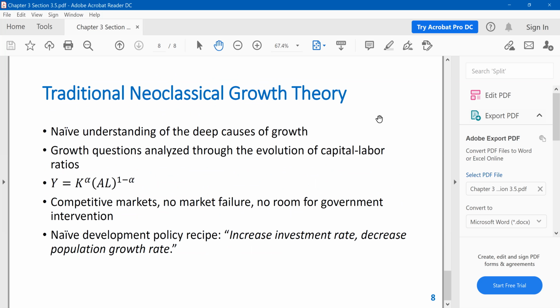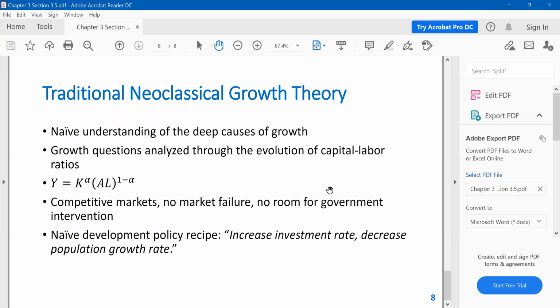Now, traditional neoclassical growth theory is summarized here. And most of the stuff that we discussed in this lecture is motivated by this, right? So there is this aggregate production activity. If we let this economy freely operate without government intervention, then a higher investment rate and a lower population growth rate will eventually give us a rich economy. All right. So in that model, there is no room for market failure. Okay. There's no room for government intervention. Why? Because all markets are assumed to be perfectly competitive.